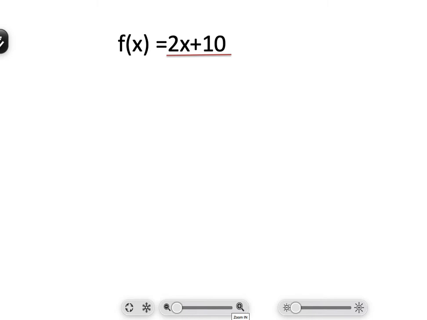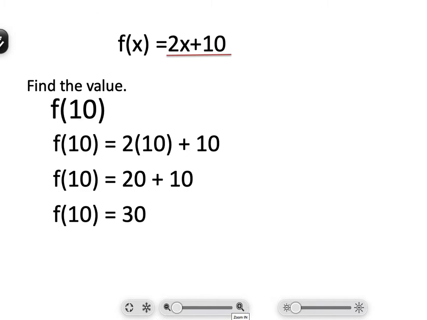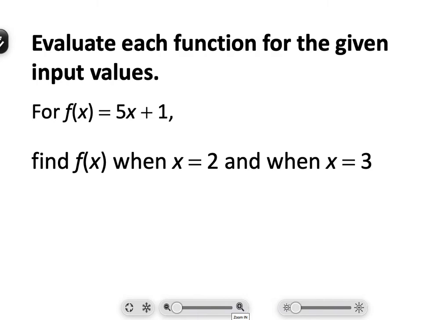All right, let's take that same function named f with the same rule, and let's find f of 10. So find the function named f and input 10 into the rule. You do the math, and you should have got that f of 10 equals 30. You just take the input and do the math. In class today, what we see is they do it slightly differently, so I just wanted to give you an example like this. We're going to evaluate each function for the given input value.